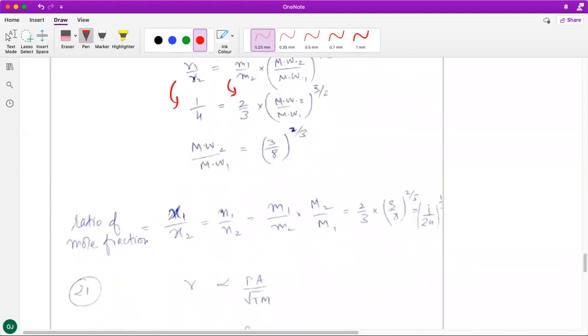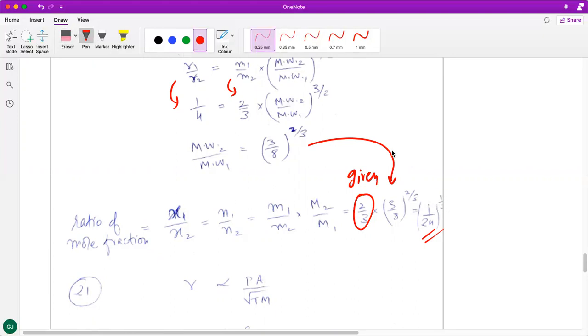Now, the ratio of the mole fraction will be the ratio of their moles, right? And since moles is mass upon molecular weight, I substituted it here itself, that N1 as M1 upon capital M1, and moles are mass upon molecular weight, right? Since the ratio of the mass is again given in the question as 2/3, and the ratio of the molecular weight is something I found out from the previous calculation, I substitute over here and simplify it.